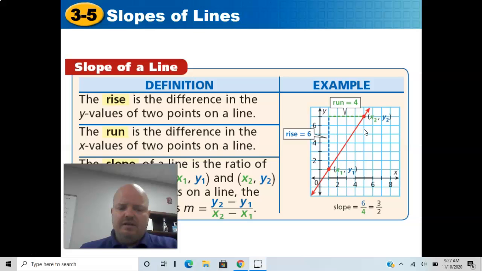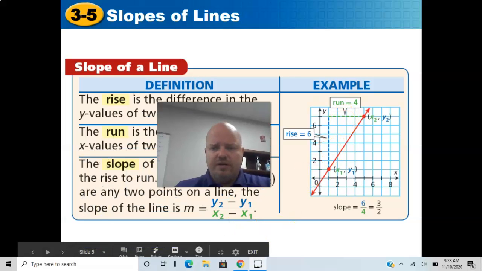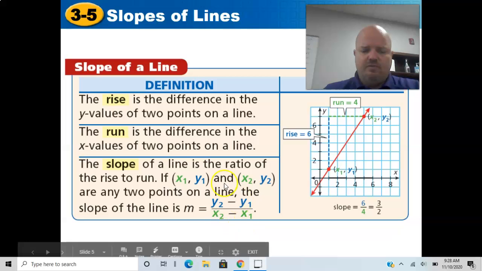So again, the thing about a slope of a line is that if the line is straight, the slope is consistent. If this line extends forever, which it does, we can continually count up 3 squares and over 2 squares all the way to infinity in both directions. We also have a slope formula, which we'll get into here shortly. That slope formula basically tells us to subtract the y values and subtract the x values. And that also gives us rise over run.